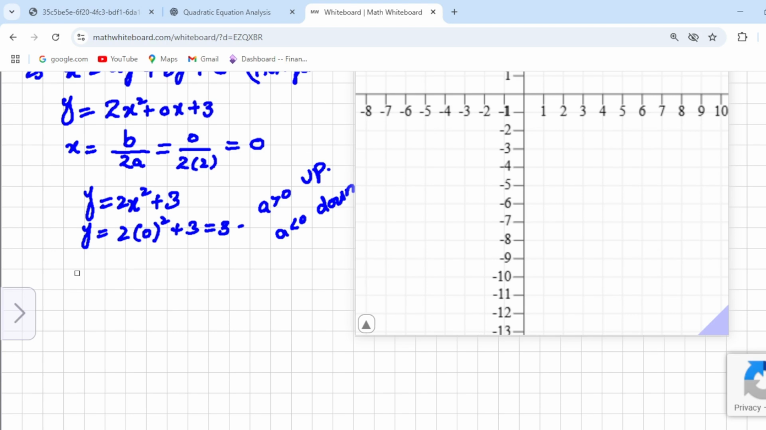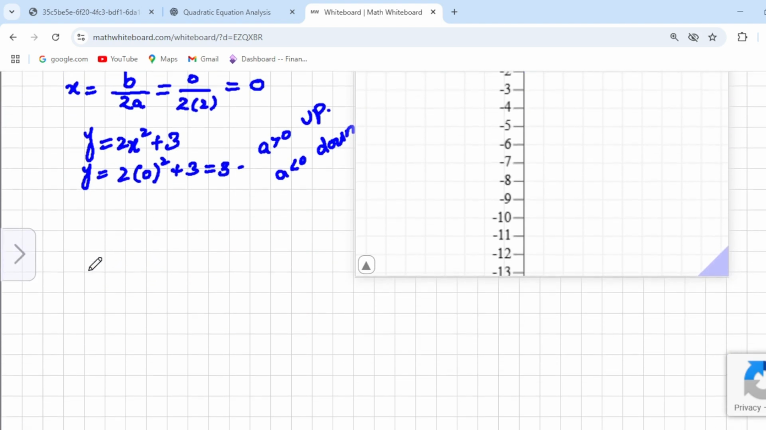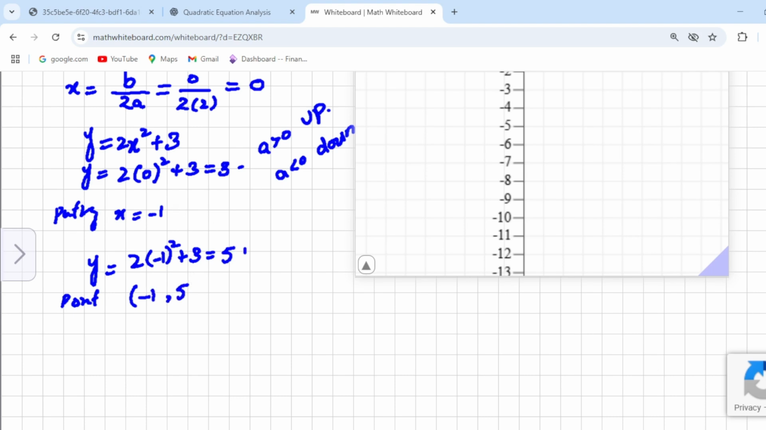So if I am taking here x equal to -1, putting x equal to -1, the equation is y equal to 2x square plus 3. So I will take -1 in place of x, square, and plus 3. When we simplify it, 2 times (-1) square is 2, plus 3, it will become 5. So one point is x equal to -1, then y equal to 5. So (-1, 5). I have taken -1, but you can take any other point.